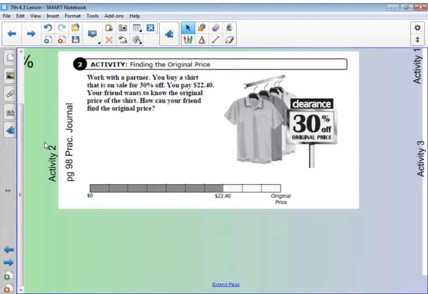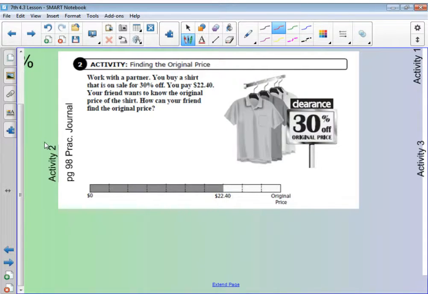So it says work with a partner. You buy a shirt that is on sale for 30% off. You pay $22.40. Your friend wants to know, what was the original price of that shirt? How can your friend find the original price? Okay, this is where I visually love the proportions, but they do give us a little diagram here.